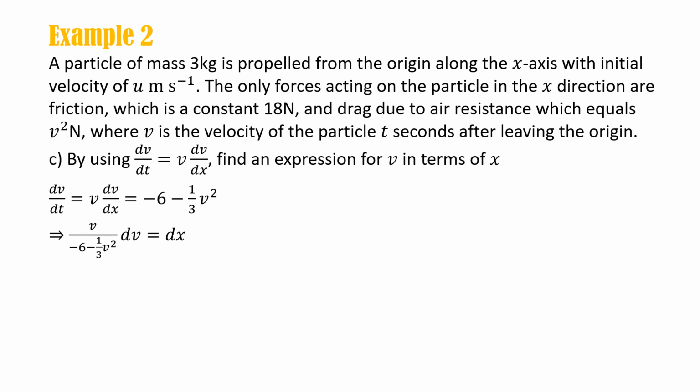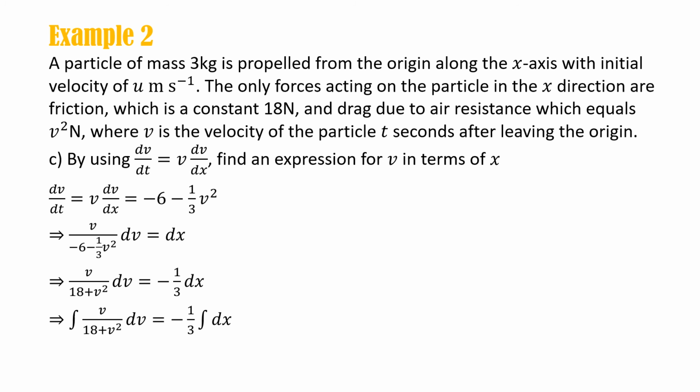Now I don't like that negative third there, so let's multiply everything by negative a third. That way it gets rid of not only that third, but it also will get rid of our negative. So what that's going to give us is v over 18 plus v squared dv is equal to negative 1/3 dx. All right, so we're going to need to take some integrals there.